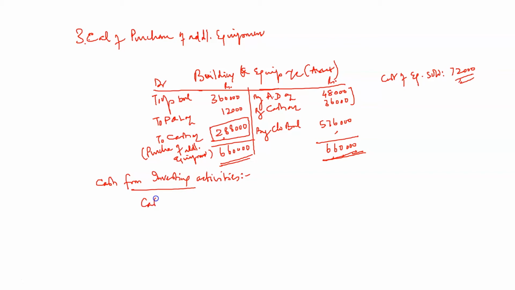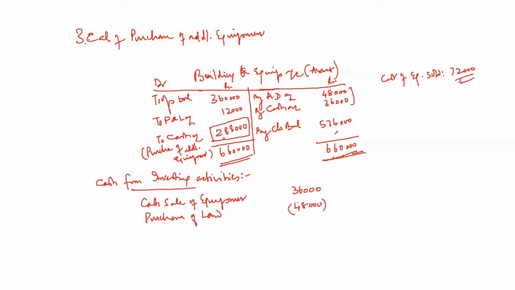Cash from sale of equipment. It's 36,000. This is cash inflow. Purchase of land will be rupees 48,000 outflow.